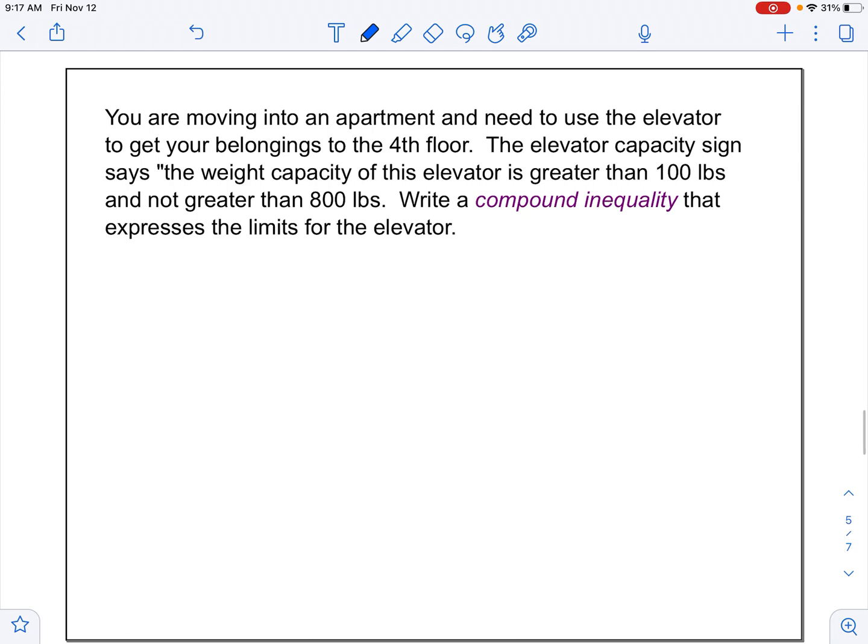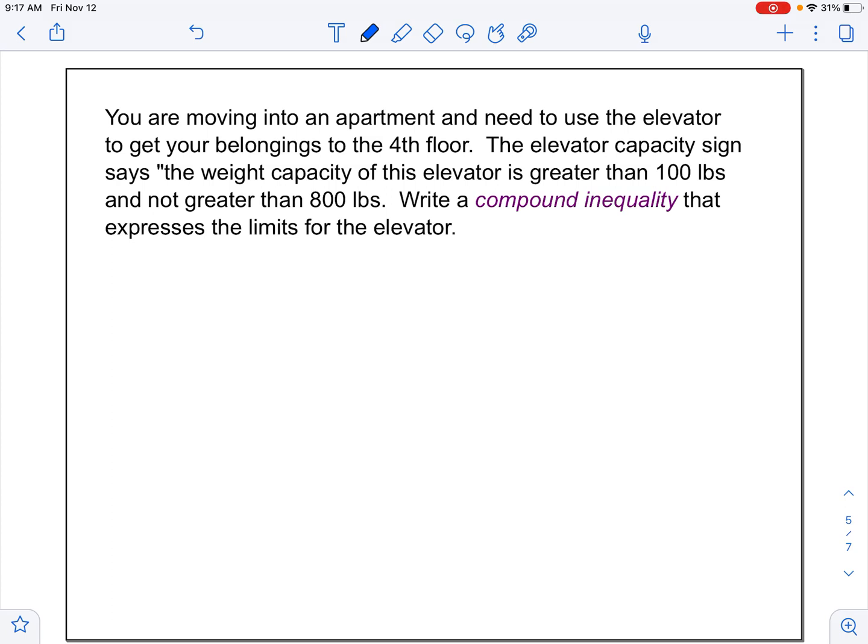Let's do some from a word problem. So I'm going to read the word problem. You're moving into an apartment and need to use the elevator to get your belongings to the 4th floor. The elevator capacity sign says the weight capacity of this elevator is greater than 100 pounds and not greater than 800. So write a compound inequality that expresses the limits for the elevator.